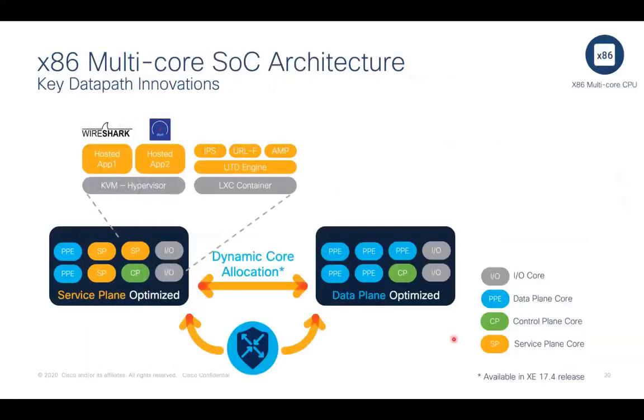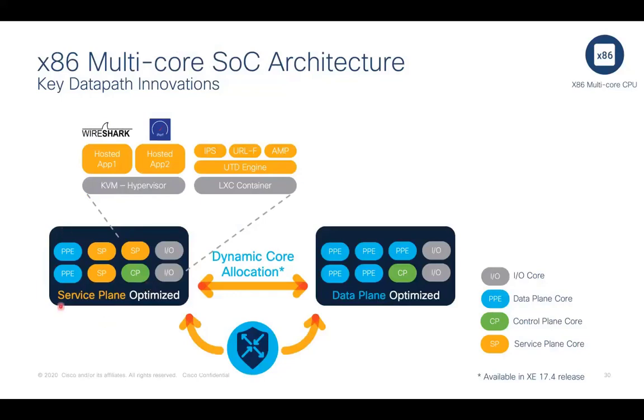While I talked about all the aggregation side innovation in Datapath, I really want to introduce you to the innovation we have done in x86 multi-core SoC architecture. So this is the system architecture we follow on our branch platform portfolio. Even on ISR 4K platforms, we had a multi-core chipset to serve the data path and control plane. But here we are taking it to the next level with the 8300 Edge platform portfolio. What we have here is an example of an 8-core chipset.